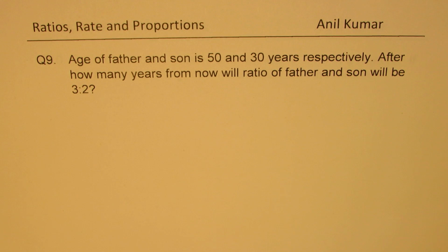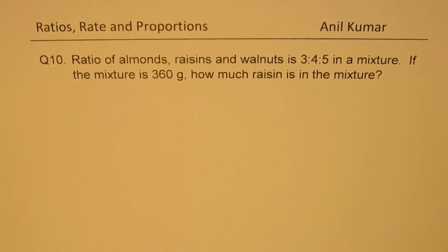Question number 9 is a word problem. Ages of father and son are 50 and 30 years respectively. After how many years from now will the ratio of father and son be 3:2? The last question here is, the ratio of almonds, raisins and walnuts is 3:4:5 in a mixture. If the mixture is 360 grams, how much raisin is in the mixture? Correct? So you can actually answer these questions and then look into my suggestions.